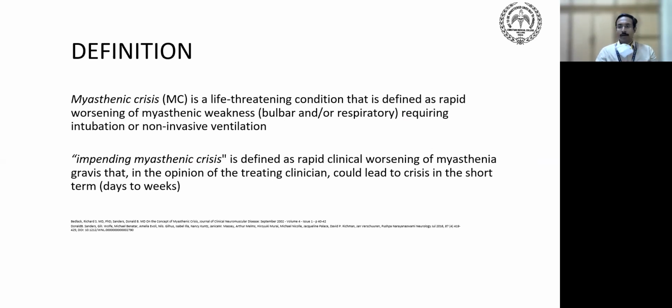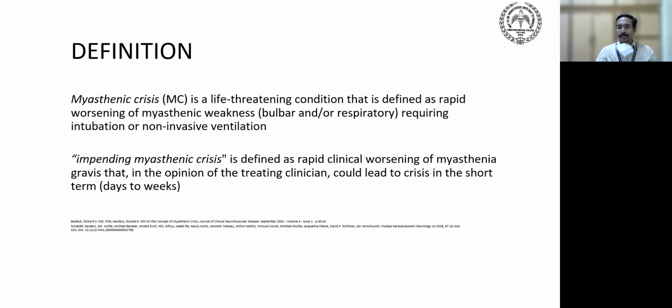They might remain restricted to the eye. So the ones which have generalized myasthenia gravis are what we have more possibility of going into myasthenic crisis. So it's a life-threatening condition. They have significant bulbar and respiratory weakness, which require immediate admission to ICU, intubation, or non-invasive ventilation.